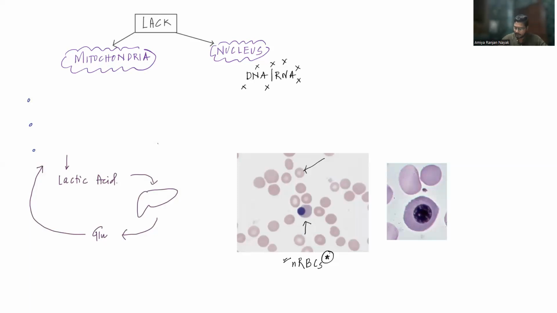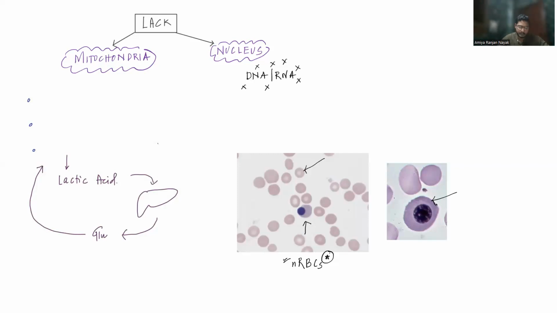Okay, this is a higher magnification. You can see this is a nucleated RBC. Normal RBCs do not contain a nucleus, so they cannot produce DNA and RNA. Now, they also do not have mitochondria. So RBCs also lack mitochondria.